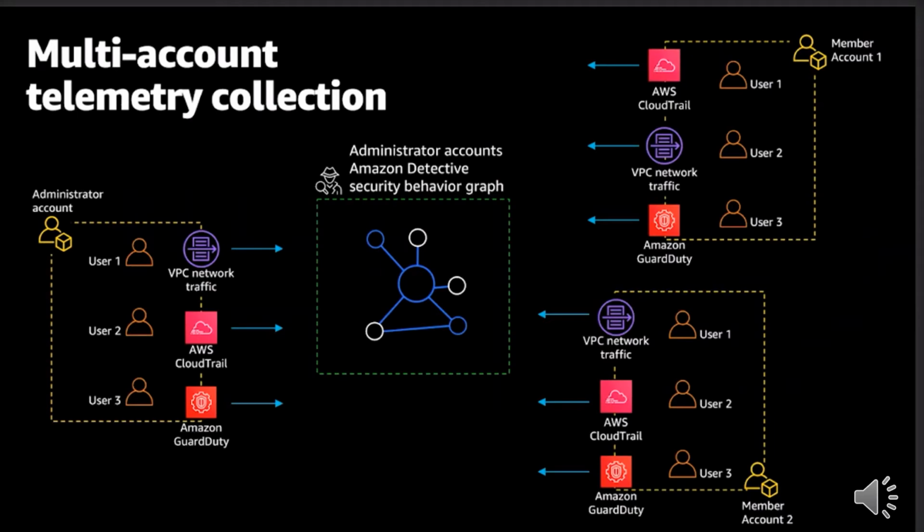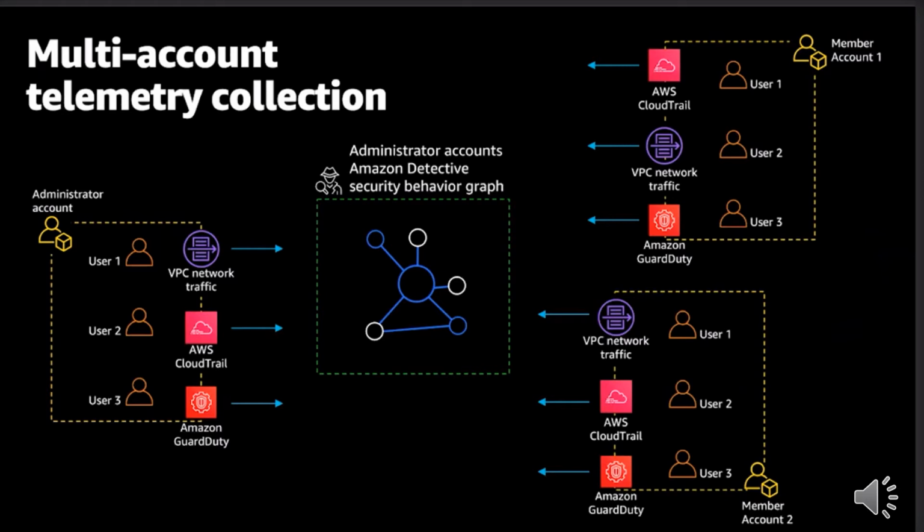When Detective is enabled using an admin account, a security behavior graph is created to store your organization's extracted login details for your account. The admin account can invite member accounts, and they will send login information directly to the security behavior graph for the designated admin account. This allows the admin account to conduct analysis on all enrolled accounts at the same time.